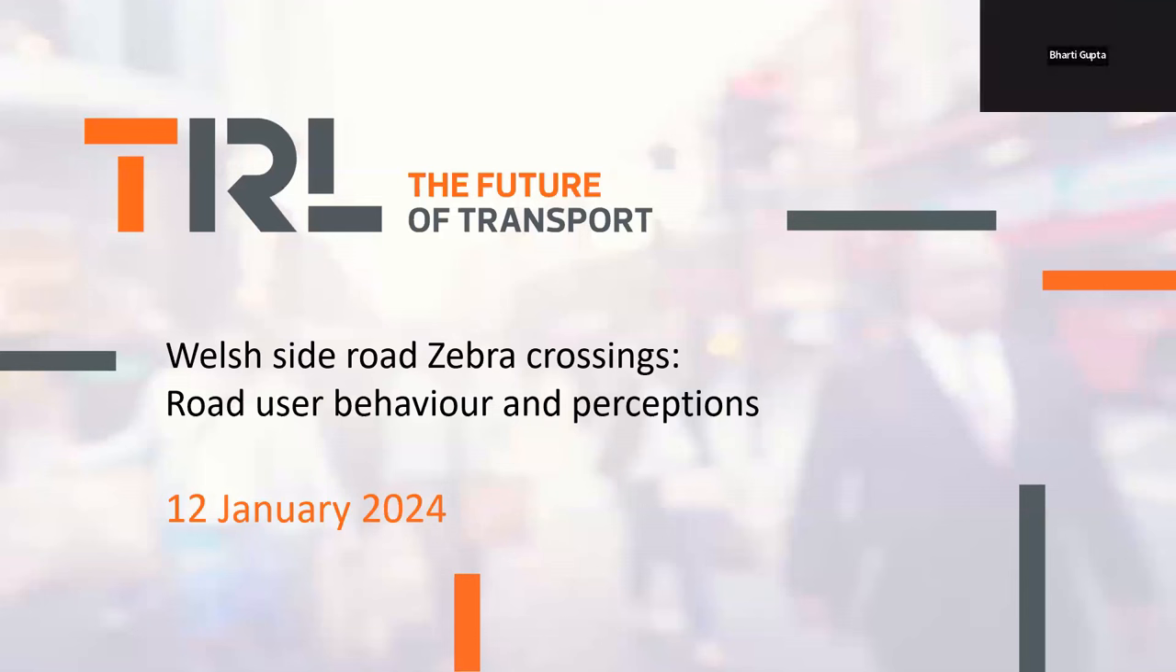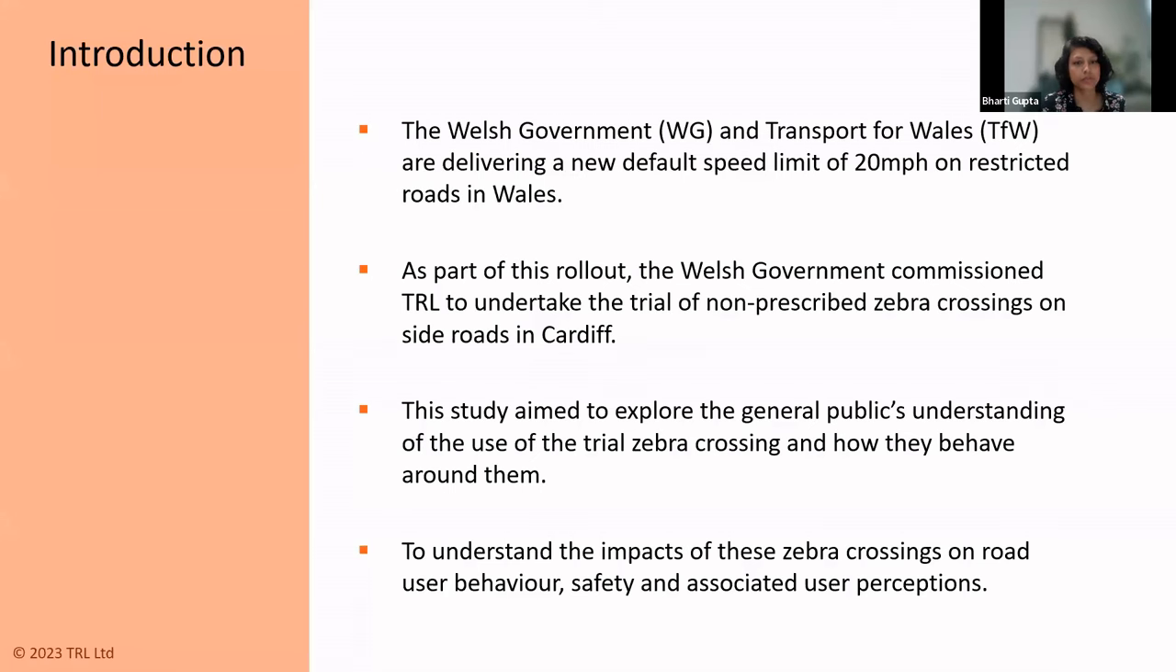Hi. Thanks, John. I'll be talking about the study TRL did last year on the impact of simple zebra crossings on road user behavior and perceptions in Cardiff. Next slide, please. So just a little bit of background about the project. The Welsh Government and Transport for Wales were delivering a new default speed limit of 20 miles per hour on restricted roads in Wales. And as part of that rollout, the Welsh Government commissioned TRL to trial simple zebra crossings on side roads in Cardiff. And the main thing they wanted to understand was the impact of these crossings on road user behavior, safety, and associated user perception.